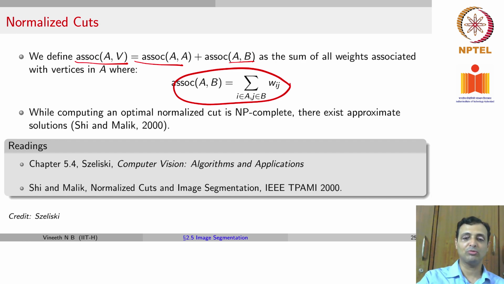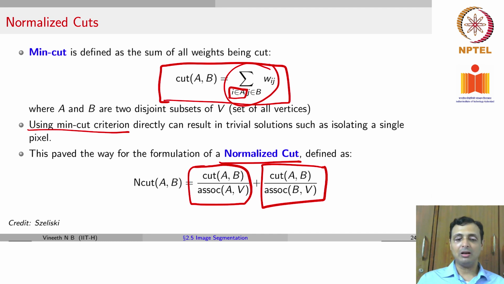It's the sum of all of the weights. And now what you've done by doing this association of AB and association of BB is to ensure that the denominator contains the number of pixels in each of these regions.